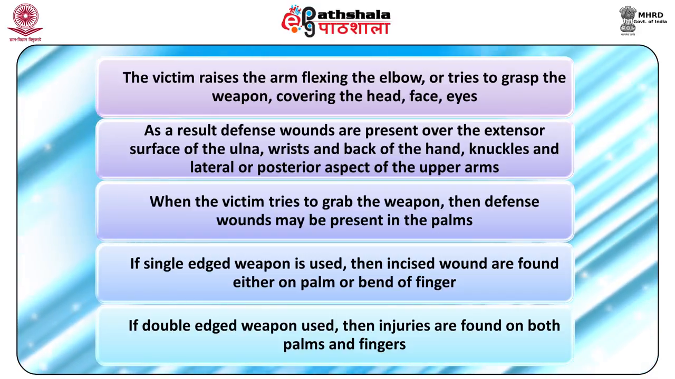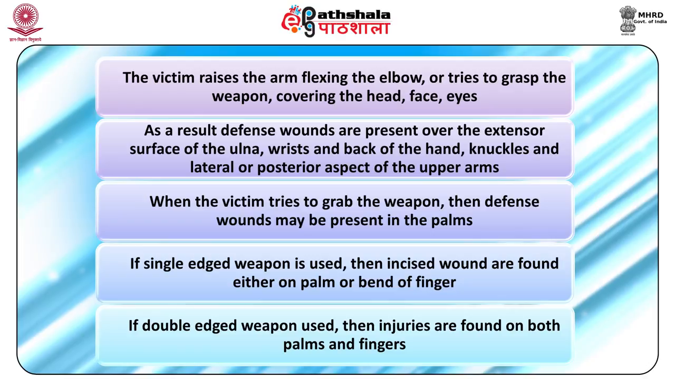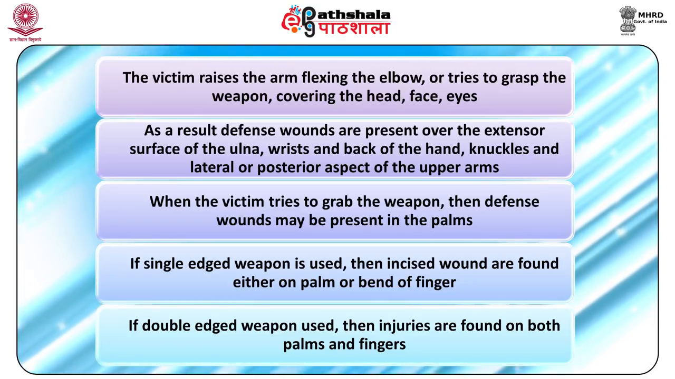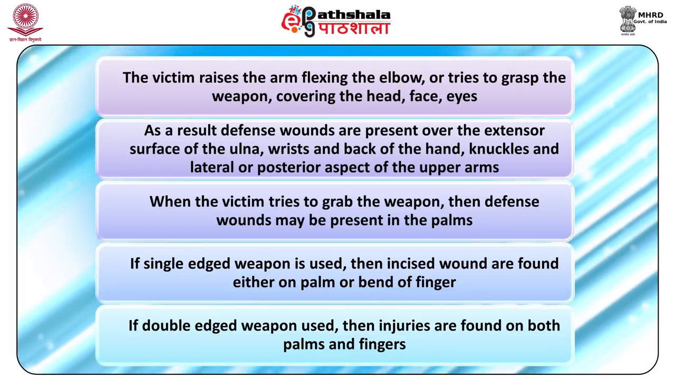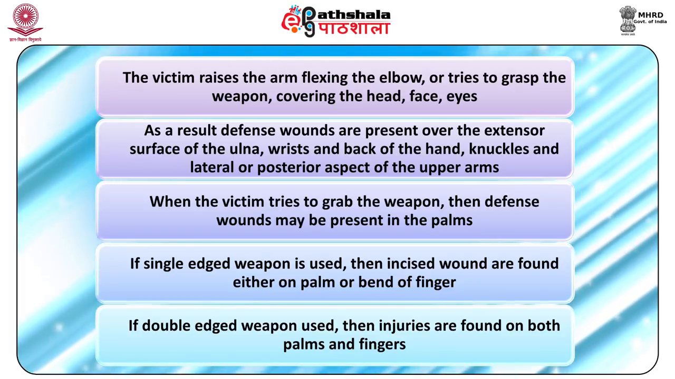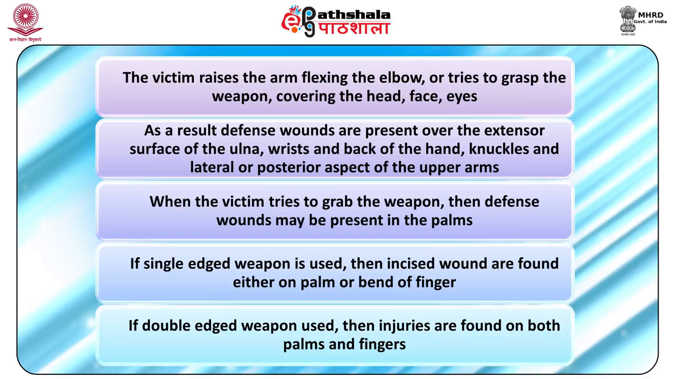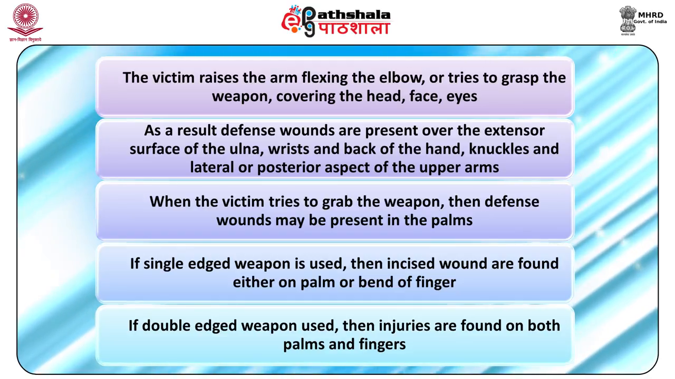When the victim tries to grab the weapon, then defense wounds may be present in the palms. If a single-edged weapon is used, then incised wounds are found either on the palm or the bend of the finger. If a double-edged weapon is used, then injuries are found both on the palms as well as the fingers. Rarely, defense wounds may be found over the knees, over the thighs, or over the shin of the tibia.